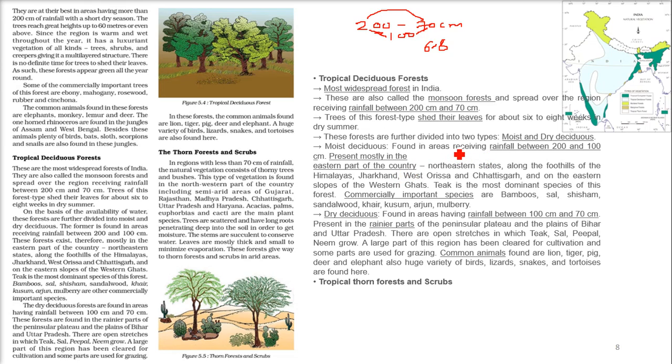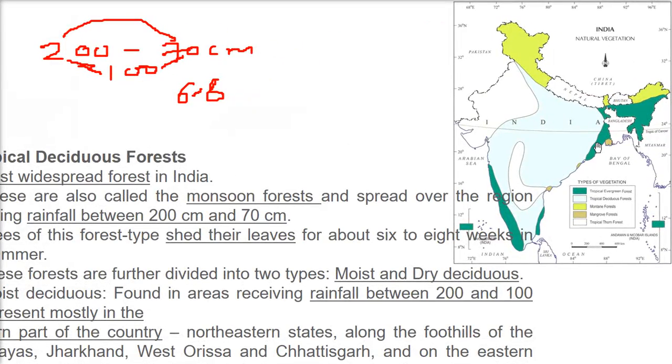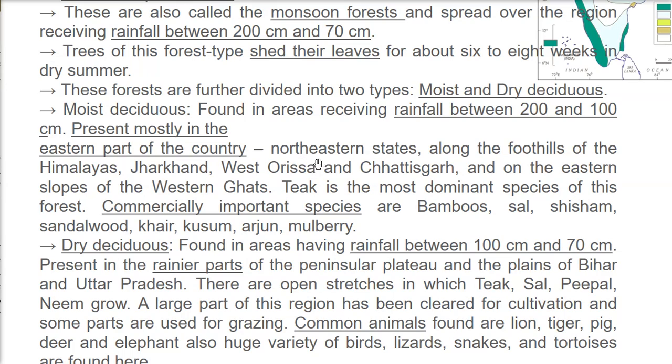that is, the water content is quite good, and it is present mostly in the eastern part of the country. That is, this is the eastern part of the country. Then we have the northeastern part. These northeastern states, if you see, are green ones, not the dark green ones. We have already seen that this dark green area is tropical evergreen forest, but we are talking about tropical deciduous forest, and this is basically because of the rain, which is intermediary, not that much, not very scarce.